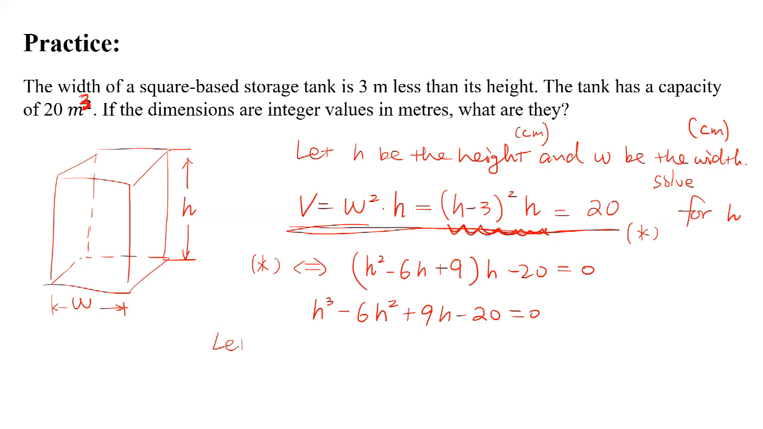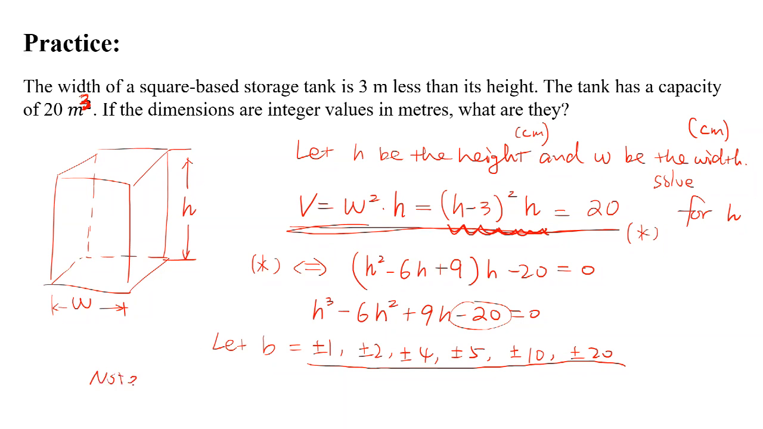So first of all, let B equal all possible factors of minus 20, which is positive or negative 1, or 2, or 4, or 5, or 10, or 20, right? We need to check these values one by one to see if any values can make the expression on the left-hand side be 0, right?